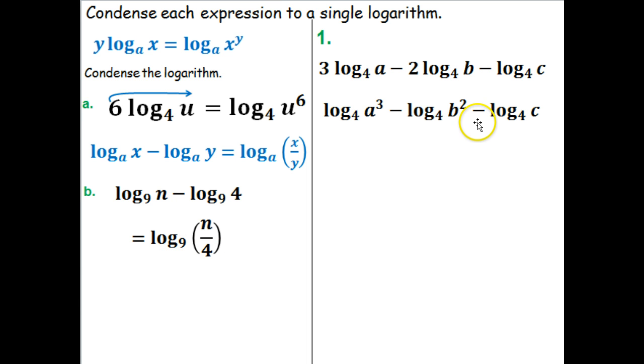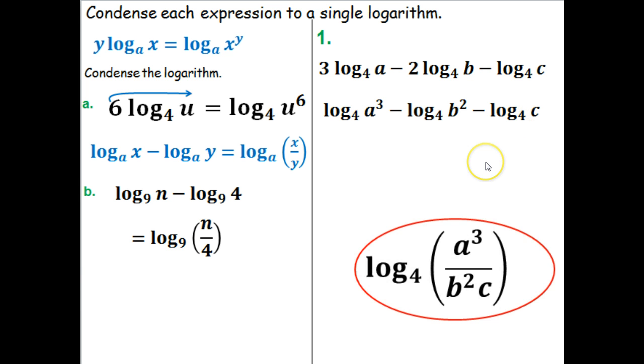Well, up here I have 2 subtraction signs. So when I have 2 subtraction signs, that means this is going to be a to the third divided by b squared, and also on the bottom is going to be this c. So here's what it will look like. I've got a to the third divided by b squared, and c is also on the bottom because of the subtraction here. It's a to the third divided by b squared, divided by c. And that's what it comes out to be. This would be your final answer here.